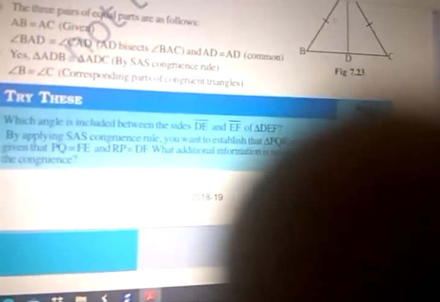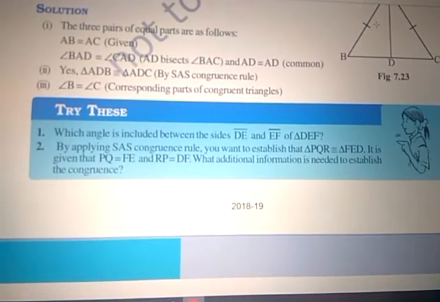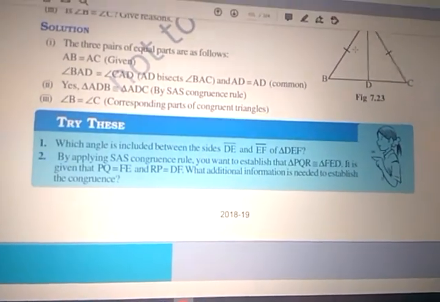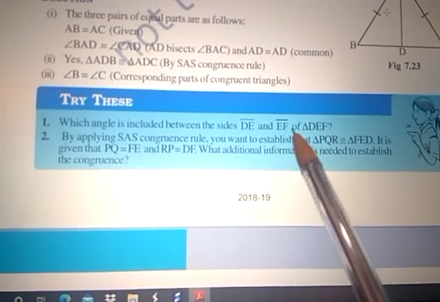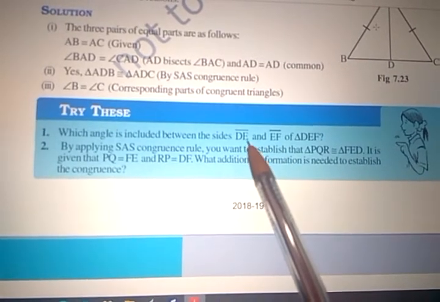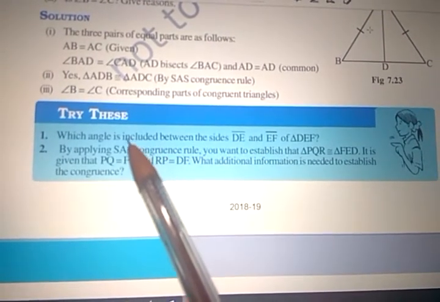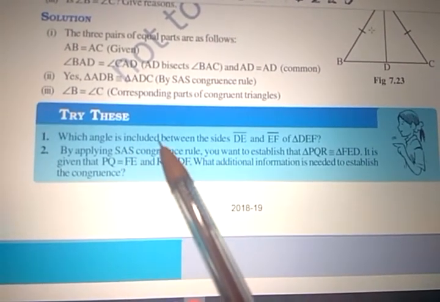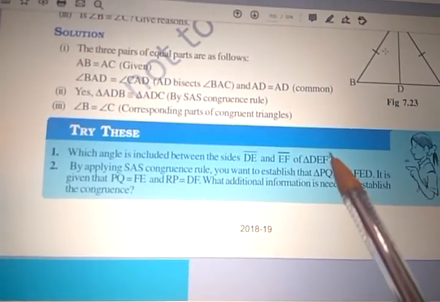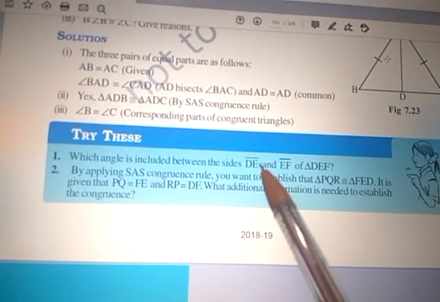Now we see that, try this. Which angle is included between DE and EF of triangle DEF? So you see students here, in DE and EF, which one is the same repeated alphabet? You see here DE and here EF, so common is E. So we can say that whichever the common letter is there, that angle is included. So angle E is the included angle between the two sides DE and EF, E is repeated, right? So angle E is the answer.